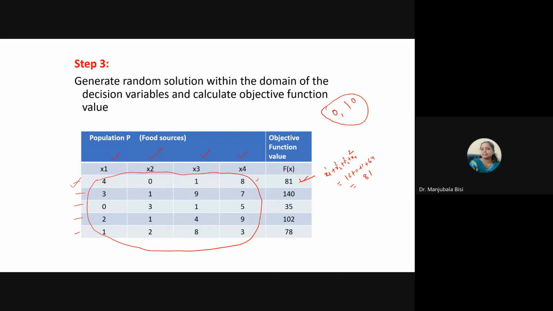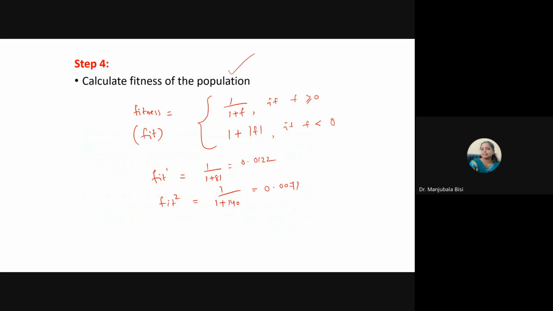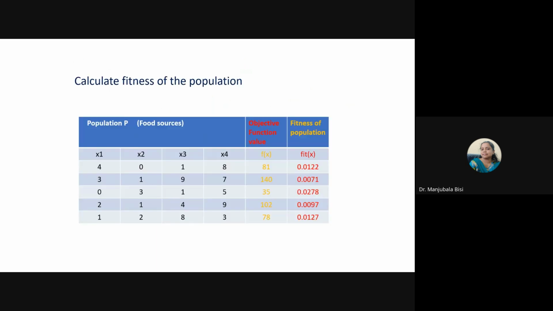Next, as I told, we have to calculate the fitness value of each individual solution in the population. The fitness equals 1 by 1 plus f if f is greater than or equal to 0, and 1 plus the absolute value of f if f is less than 0. By using this, you can do the greedy selection between two individual solutions in the employee bee phase as well as the onlooker bee phase. So now you calculate the fitness value of the population, remembering that we use the fitness for the greedy selection.